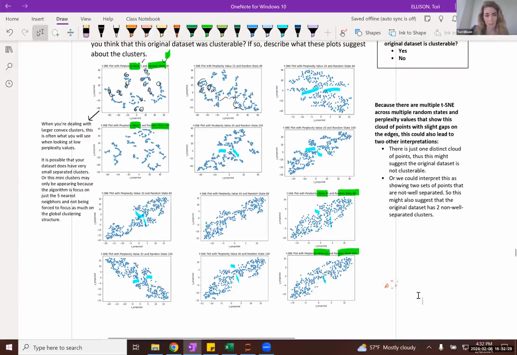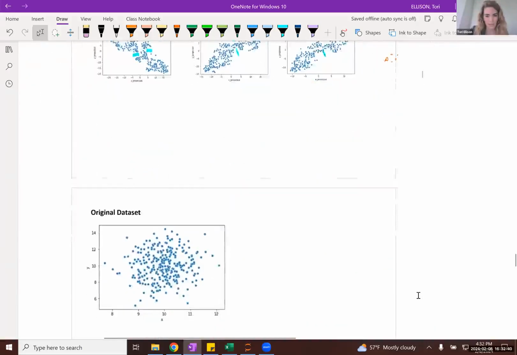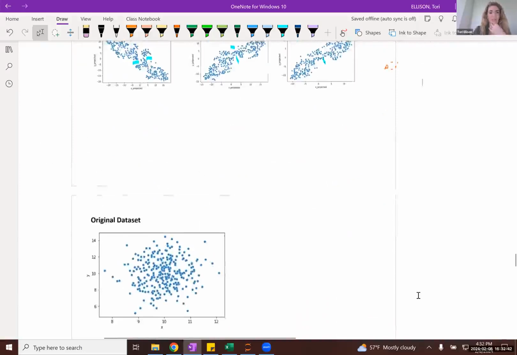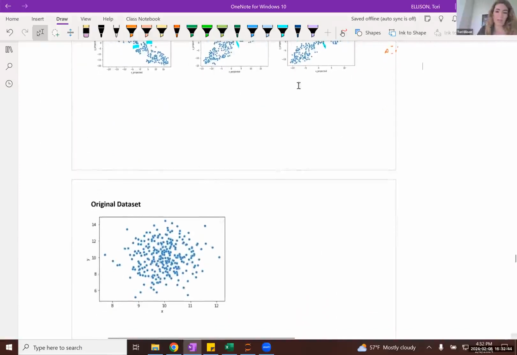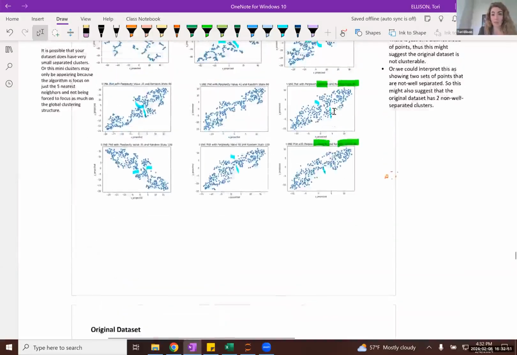So again, it's possible that even these three interpretations may not actually be telling the full story about what's going on with the original data set. So this is, in fact, what the original data set looks like. Based on whether or not you think that this data set is clusterable may, in fact, explain these two interpretations that we got here.